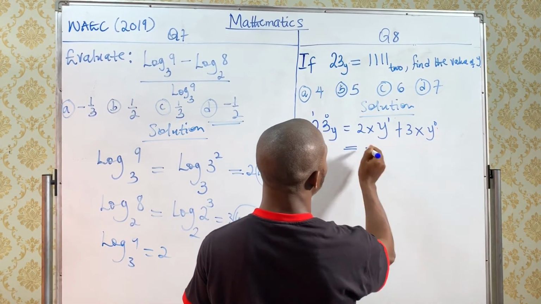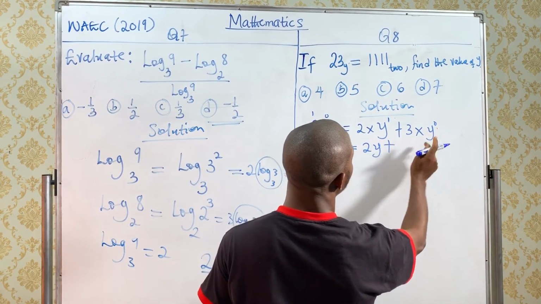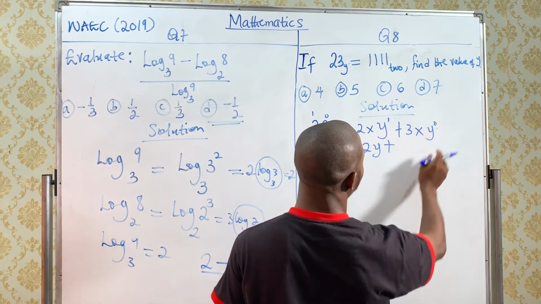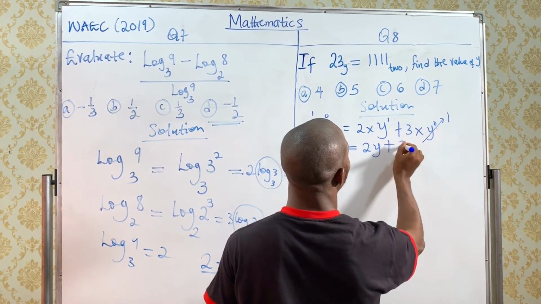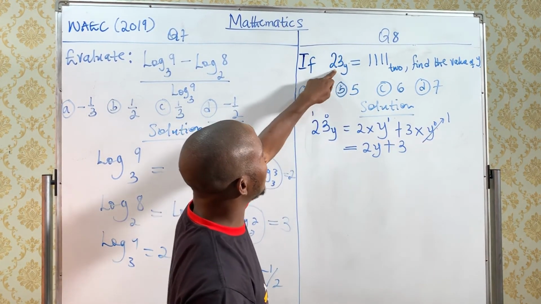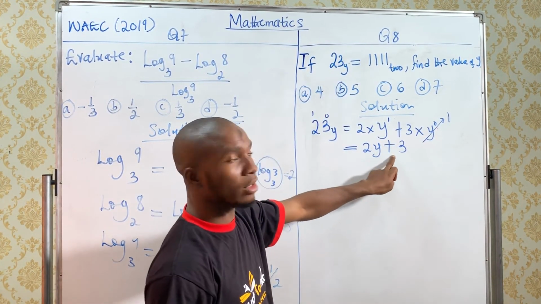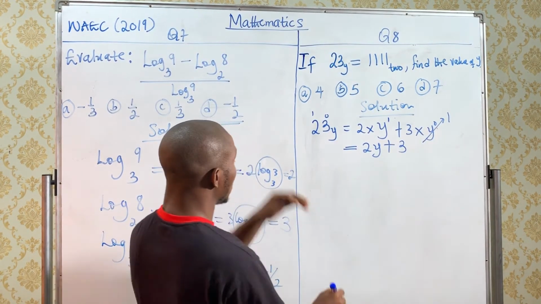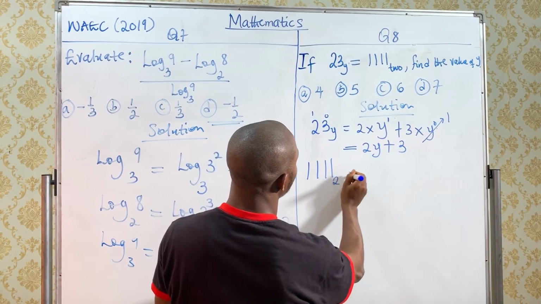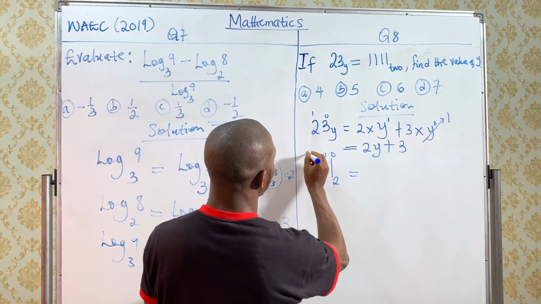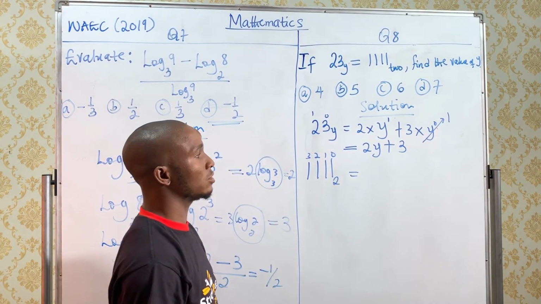Y raised to power 1 is y, so this becomes 2y, plus y raised to power 0 is 1. So 3 times 1 is 3. Now, 23 base y has become 2y plus 3. Let's keep that. Let's do the other one. 1, 1, 1, 1 in base 2. Positions 0, 1, 2, 3. Let's convert this one to base 10.